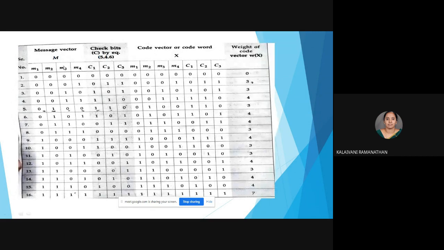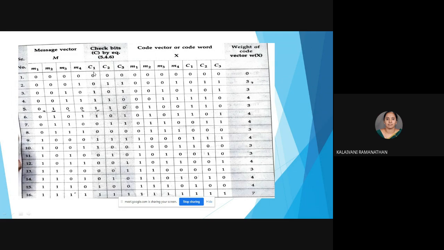So first you have to form a table like this, provided with a message vector, check bits, and then the code vector or the code word, and then the weight of the code vector. In the message vector we have 4 bits, so you have to write all the 4-bit possible combinations. So you have the entries from 00 till 15 to enter here. So the possible combinations are 1 to 16.